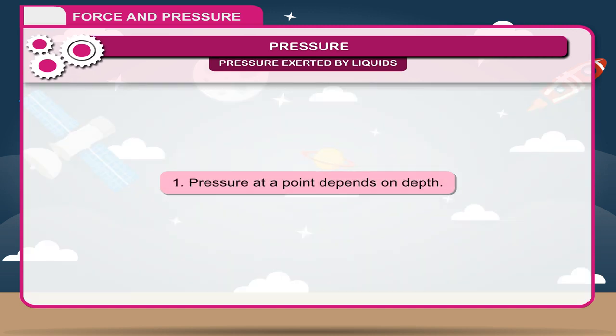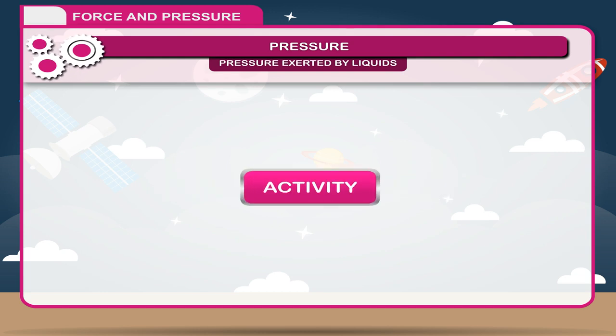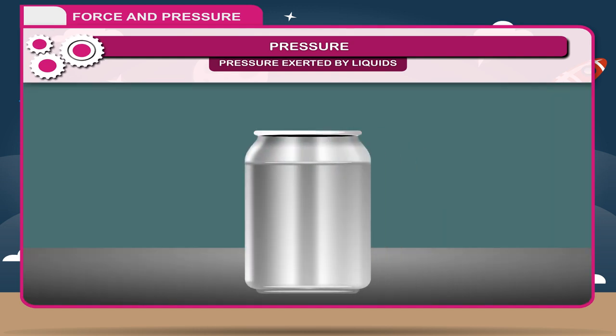1. Pressure at the point depends on depth. Activity. Take a container made of tin. Drill small holes at 3 various heights of the container, one below the other. Put water in the container and open the holes.